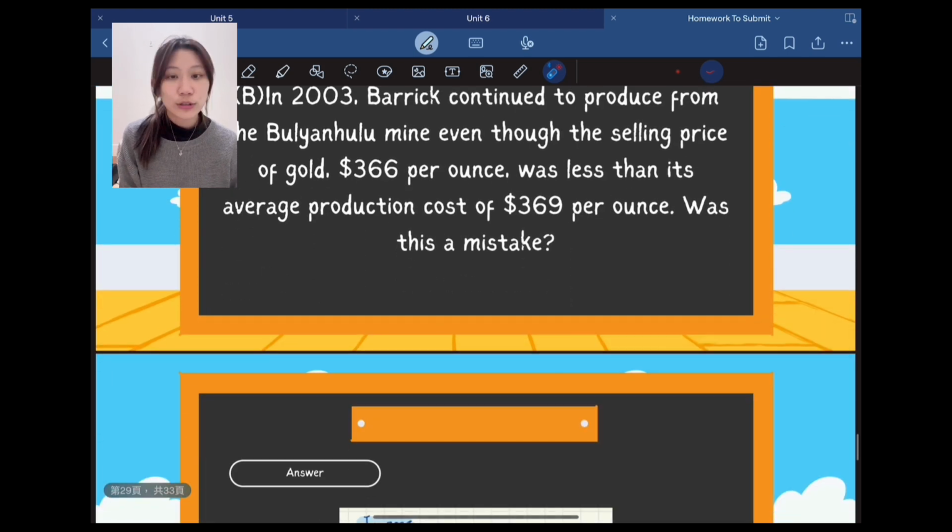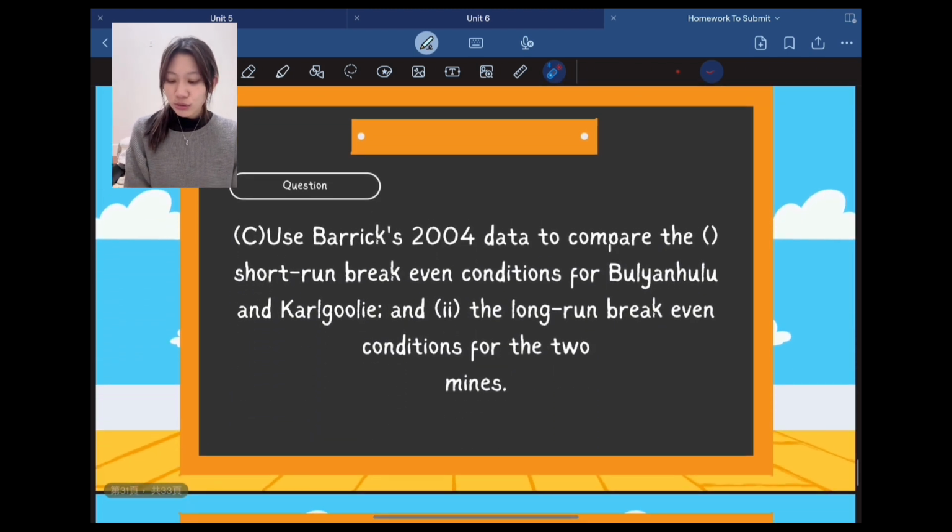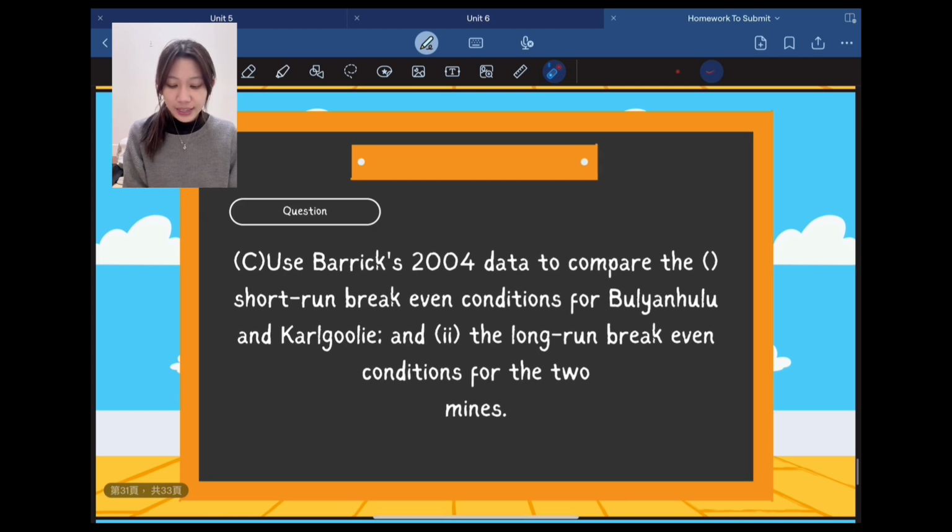So we move on to question number C. Use Barrick's 2004 data to compare, first, the short-run break-even condition for Bulyanhulu and Kalgoorlie, and the second is the long-run break-even condition for both of them. So we move on to our answer.